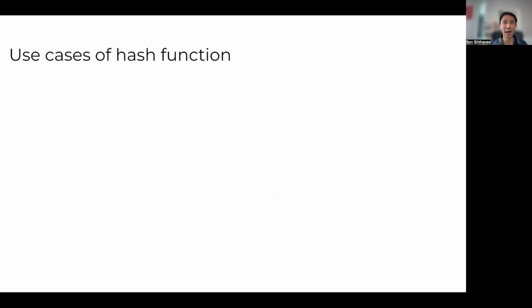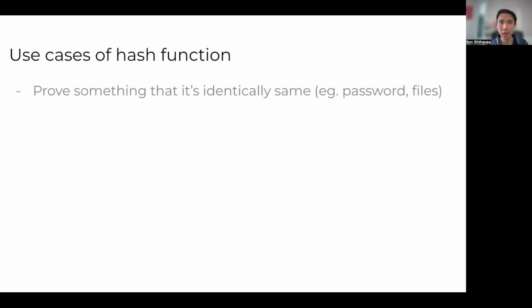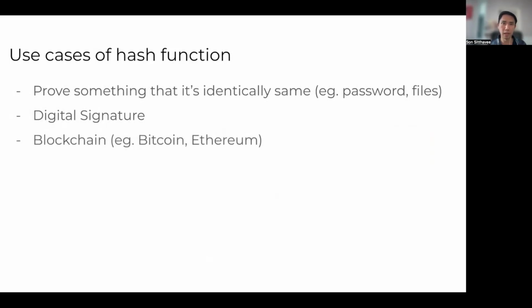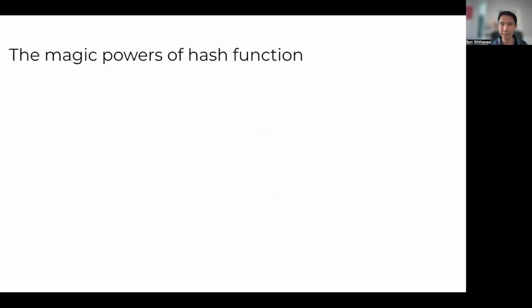All right. And what are the use cases of hash functions? Firstly, you can prove that something is identically the same. For example, a password: the user types in their password, you hash it, and then you compare it with the hash in your database. Or in case you download a file from the internet, sometimes they provide the digest or hash and you can compare it to check that it is the same file the website claims. Digital signatures, online or on blockchains like Bitcoin and Ethereum, also involve hash functions, and so on. So hash functions are very useful in many cases.